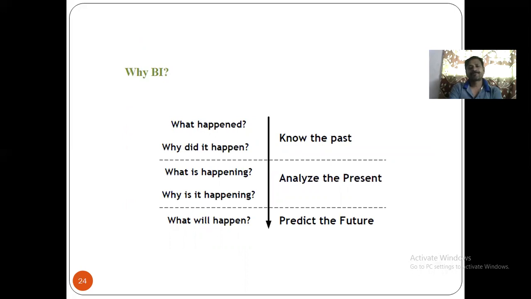So why BI? Using a business intelligence system, we analyze what happened and why it happened, meaning we get to know the past. We analyze what is happening and why it is happening, meaning we analyze the present as per the current situation. And what will happen? Based on the past data and the analysis of the present scenario, we predict the future. That is the importance of business intelligence.